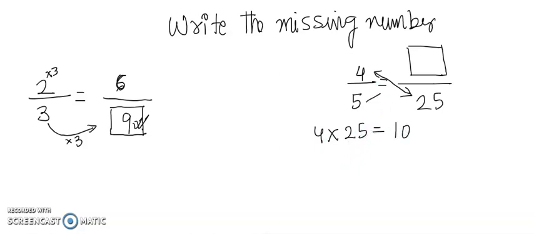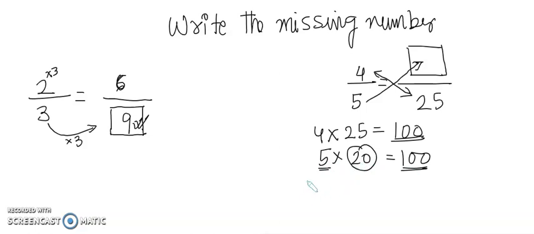Now again, you don't know what number will come here. So 5 times what number will give you the same? 4 times 25 is 100, and this should also be 100. Which number multiplied by 5 gives 100? The answer would be 20. 5 times 20 is 100.